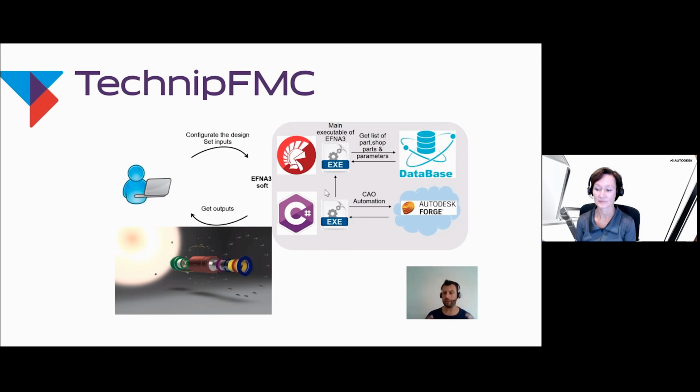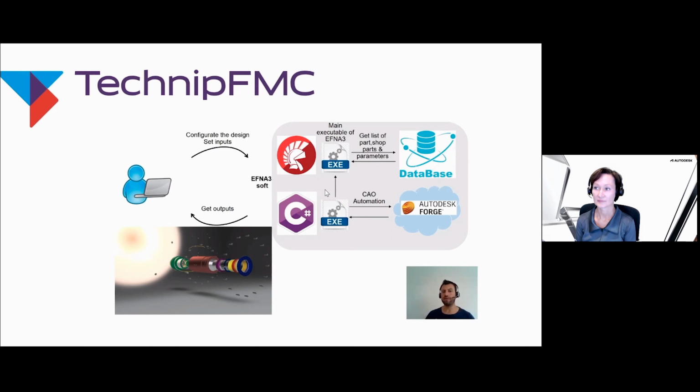FNAI3 software is composed of two executables. The first one is the main executable of FNAI3, or the graphical interface of FNAI3. It's made with Delphi language or Pascal language. This main executable also has all the calculation of the end fitting. It communicates also with our engineering database.